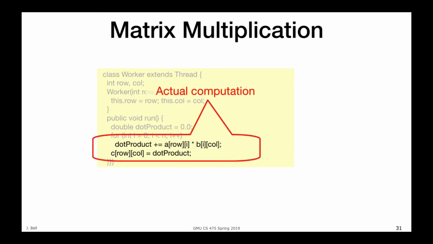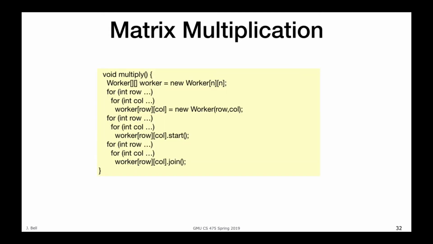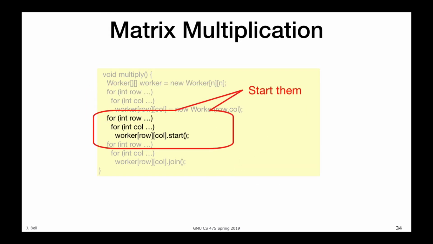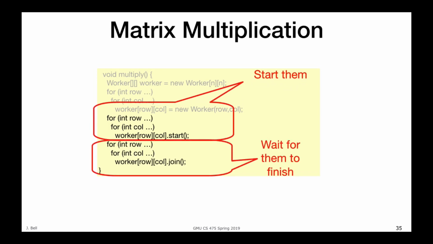The actual computation happens down here in that run method, right? So the worker thread gets started, its run method gets called, and it's going to compute that product in there. Here's the driver code. Our driver code to multiply some matrices is going to make a matrix of workers. So for our n by n matrix, we'll make an n by n worker array. We fill our worker array with n by n threads. So we'll make a new worker for each element. We start every single one of them, and then we wait for them to finish.